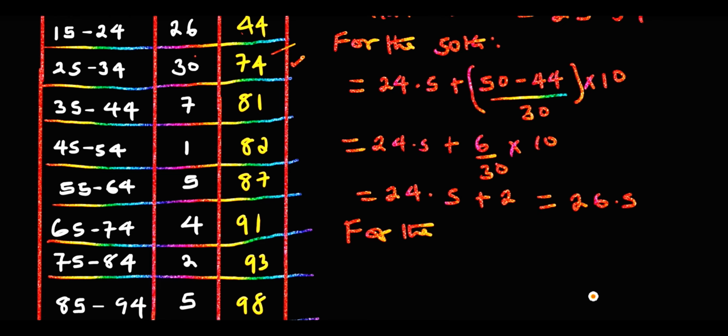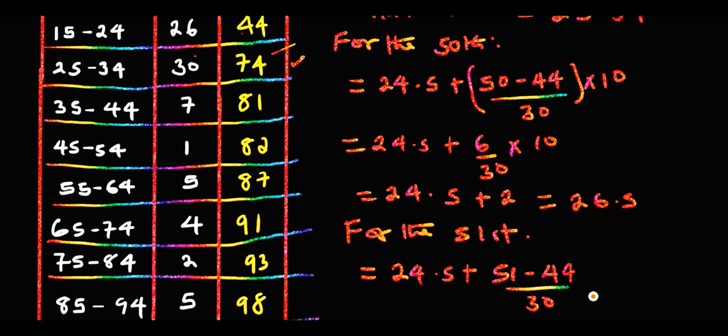51st. So for the 51st, we're going to have not M, but L, which is the lower class limit for the median class, and we found that to be 24.5. Now plus n over 2, but now it is the 51st. So just take 51 minus C, and C in our case is 44. And that is over the frequency for that median class, which we found to be 30. And then this is what we multiply by the class interval, which we had found to be 10.